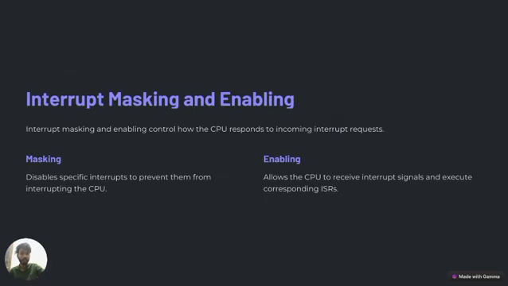and then comes interrupt masking and enabling. Interrupt masking and enabling control how the CPU responds to incoming interrupt requests. Masking disables specific interrupts to prevent them from interrupting the CPU. Then enabling allows the CPU to receive interrupt signals and execute corresponding ISRs.